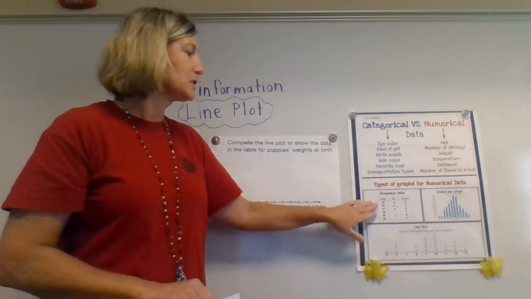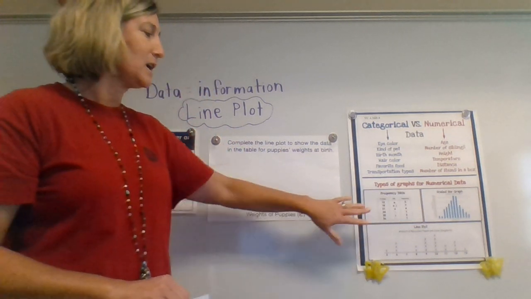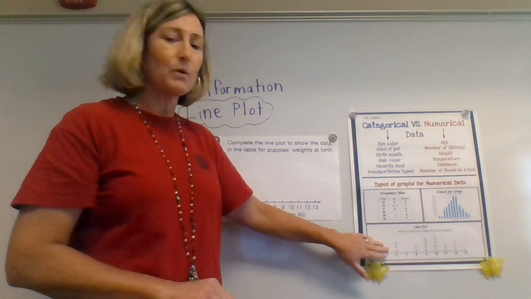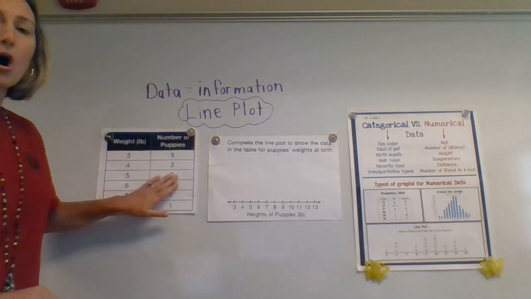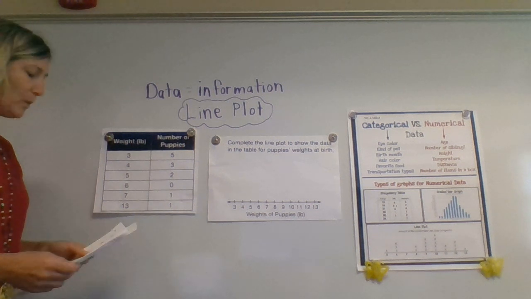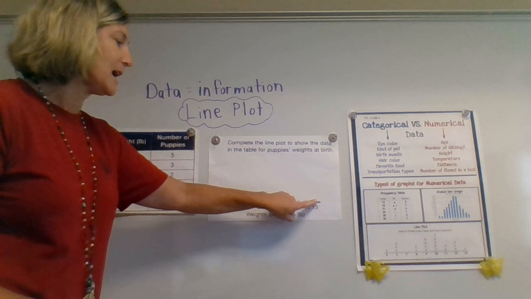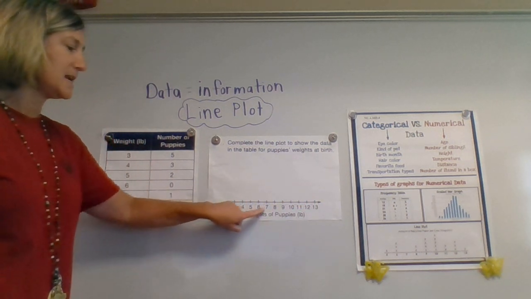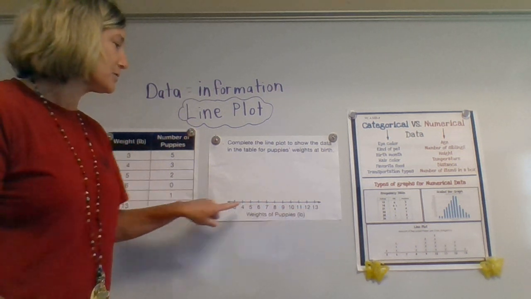Now, you all have talked about frequency tables and bar graphs. When we collect our data, we can show the information in a frequency table or bar graph. And today we're going to talk about how we can show our data on a line plot, okay? When we are talking about a line plot, we usually have a line at the bottom with some information underneath, and here it is numbers.